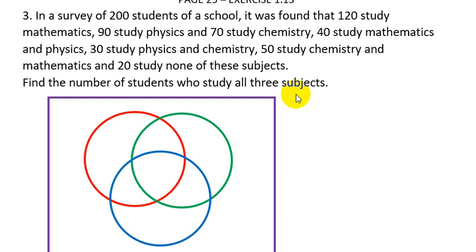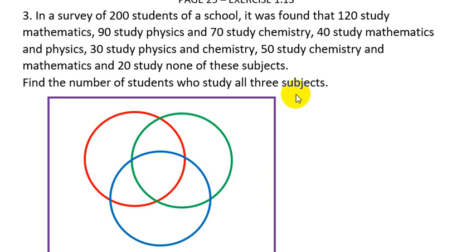Now, the question we have is a survey of 200 students in the school. It was found out that 120 study maths, 90 study physics, and 70 study chemistry, 40 study maths and physics, 30 study physics and chemistry, 50 study chemistry and maths, and 20 study none of the three subjects. Find the number of students who study all the three subjects. This is very, very simple. The most important thing is how to represent them on the Venn diagram.